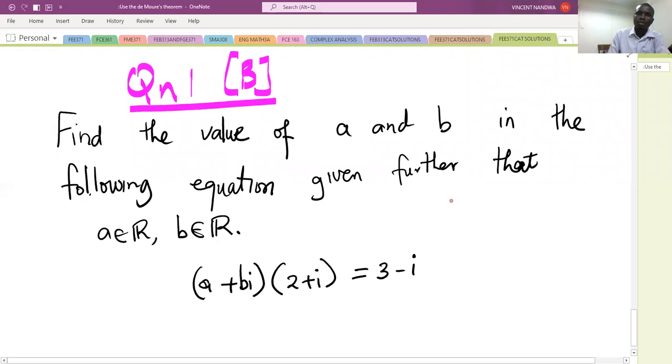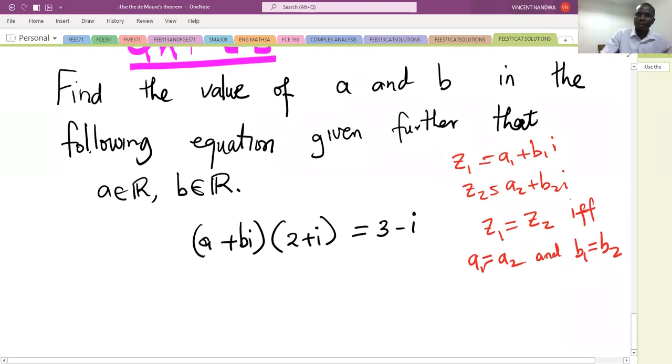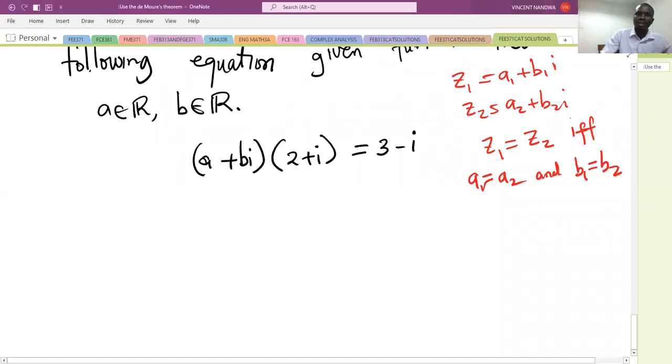We know that two complex numbers Z1 equals A1 plus B1I and Z2 given by A2 plus B2I are equal if and only if A1 equals A2 and B1 equals B2. So that's the condition: for two complex numbers to be equal, they must have the same real parts and at the same time the same imaginary parts.